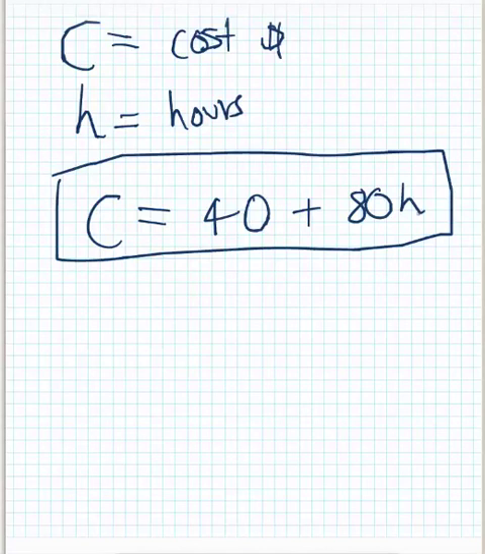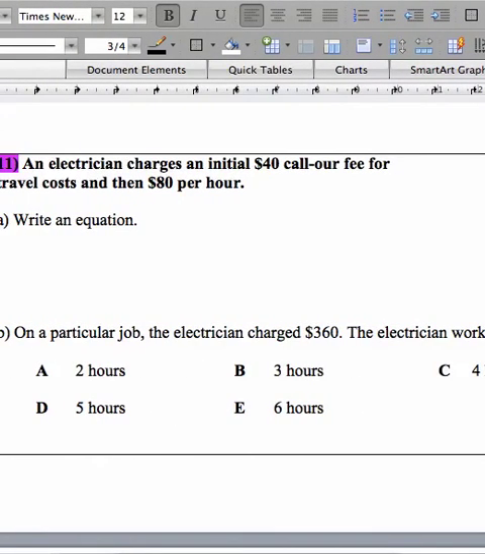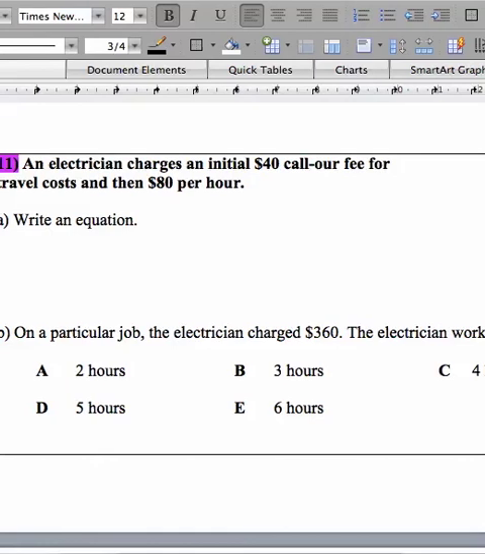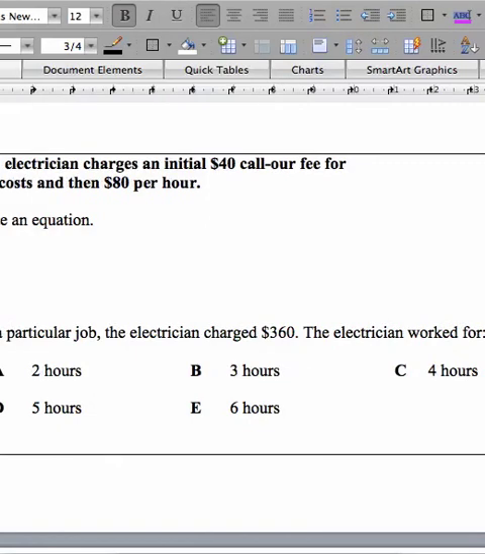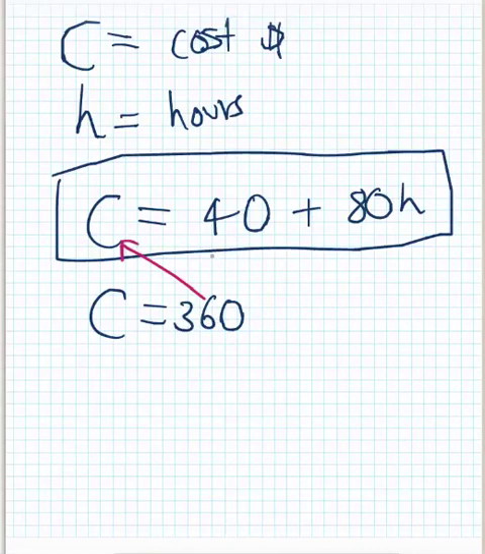So if he came to your house and worked 1 hour, well, it would be 80 times 1, which is just $80, plus the 40, which will give you $120. Now, we're going to use this equation to work out B. And B says, on a particular job, the electrician charged $360. How many hours did the electrician work for? Okay, let's work this out. So if he charged 360, so C is equal to 360, we're going to work out how many hours he worked. So now replace C with 360.